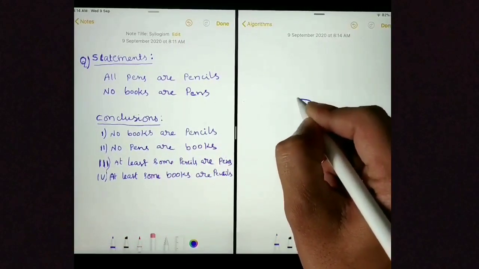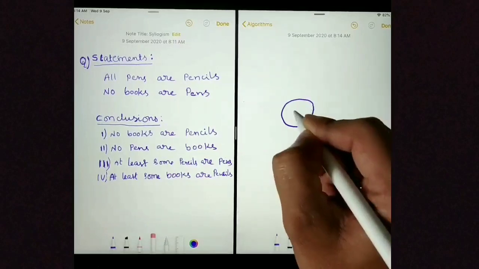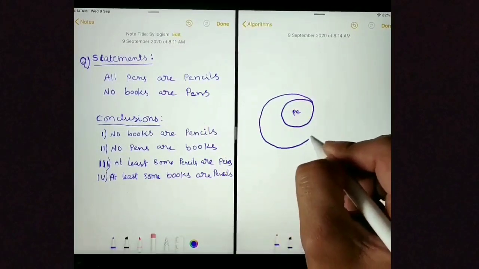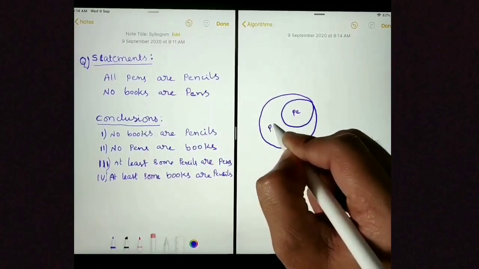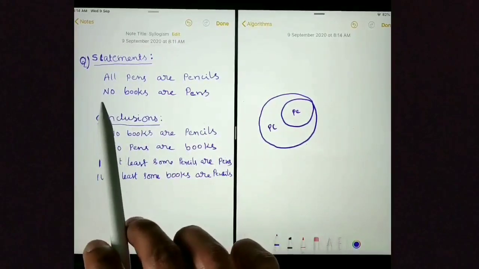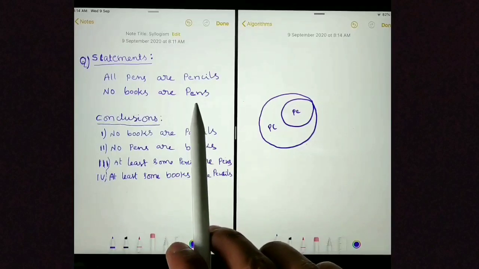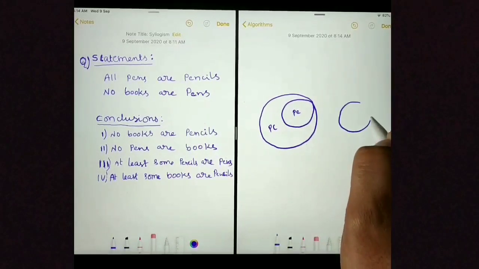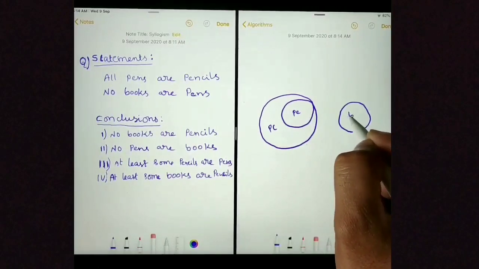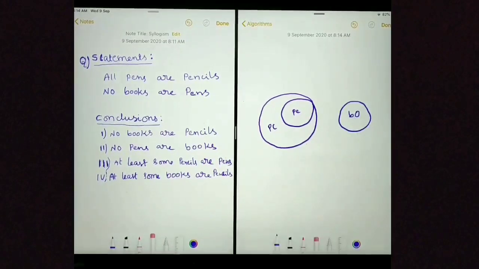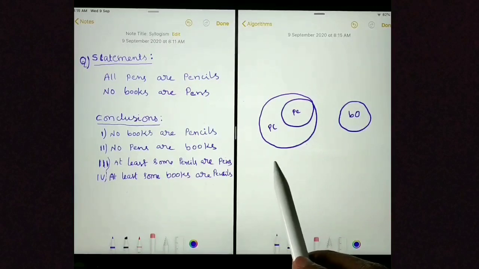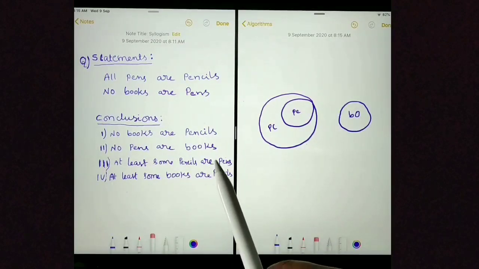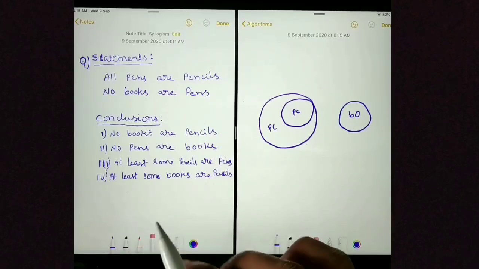Pens circle should be inside and pencil circle should be outside. And the next statement is no books are pens. Books and pens are completely not related. I am done with drawing the Venn diagram. Let's move on to conclusions and see whether they are correct or not.